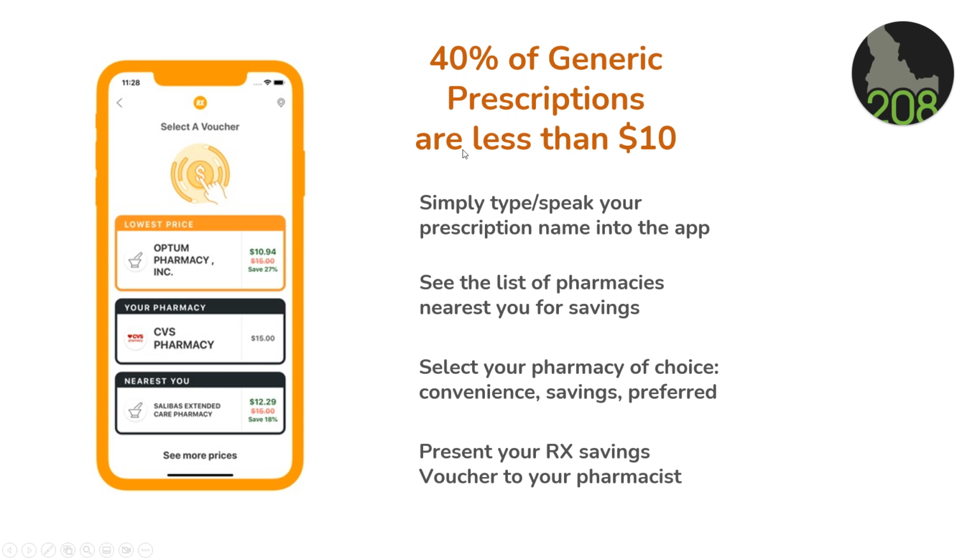40% of generic prescriptions are less than $10. On your medical plans, the generic prescription costs are generally around $25. So don't overspend by just giving your medical ID card. Utilize the app to get better costs.